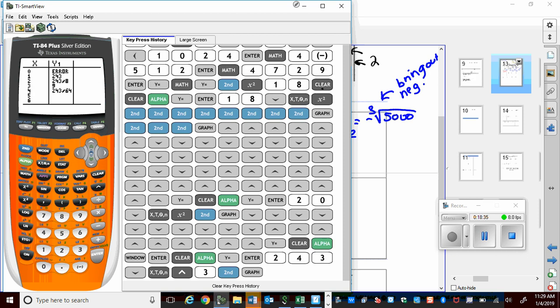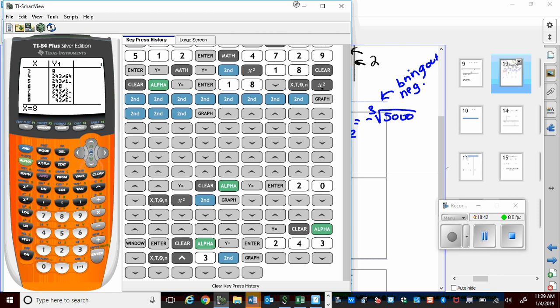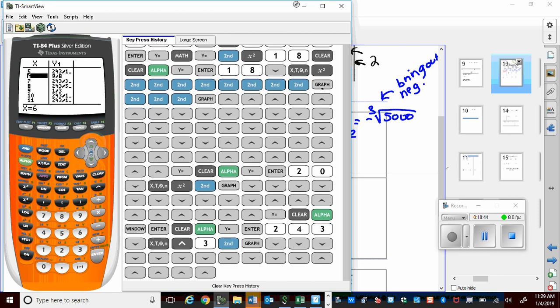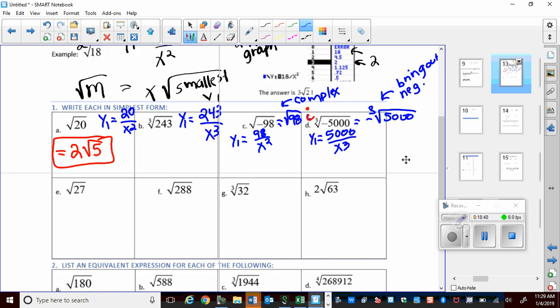Second graph, and my smallest y value looks like 9 so far, but if I keep going, it has to be 9. And the x value paired with 9 is 3. So you be careful because this index is 3, and your answer is going to be 3 square root, but it's going to be a cube root. So that's my answer.